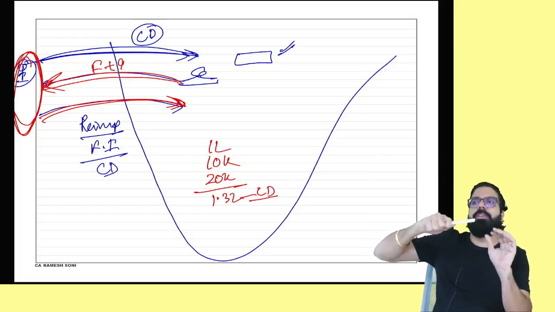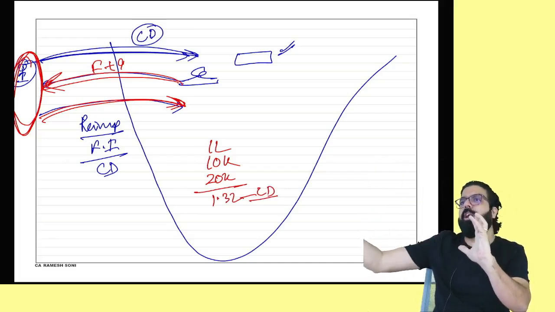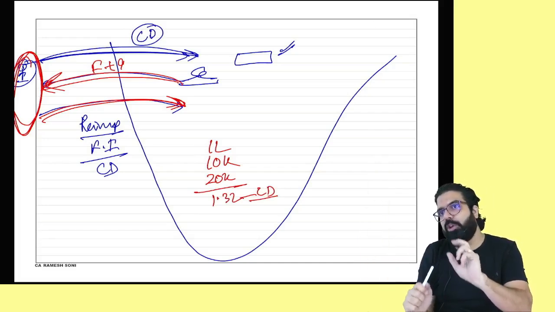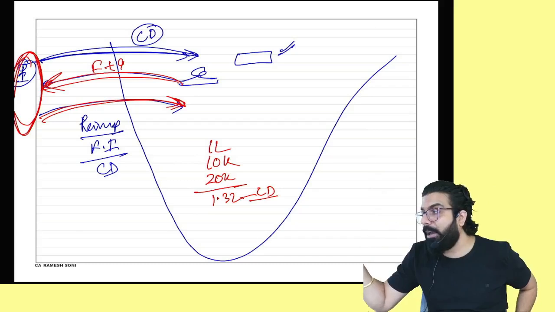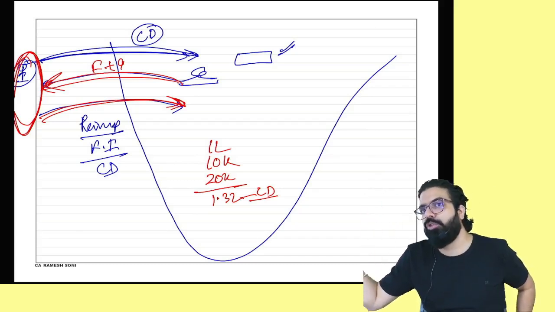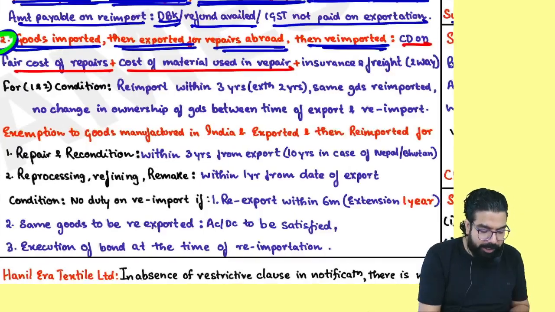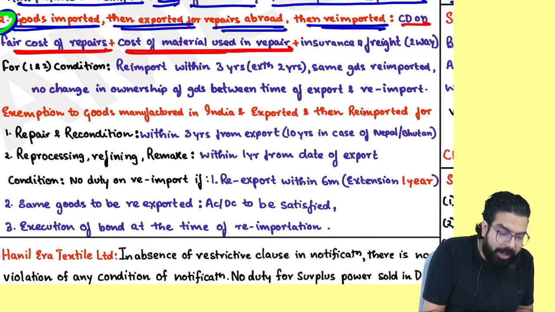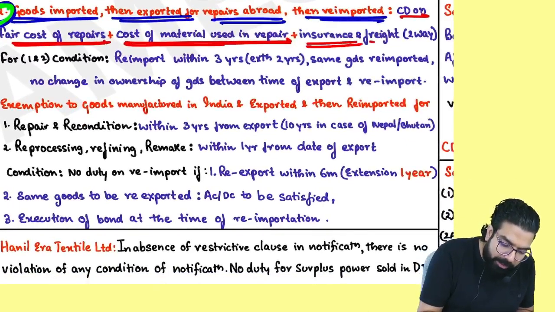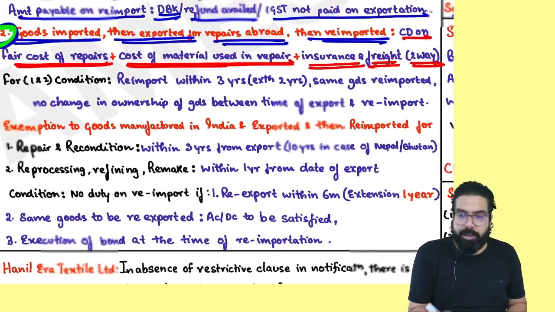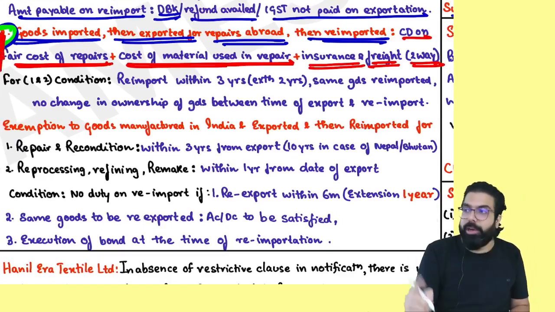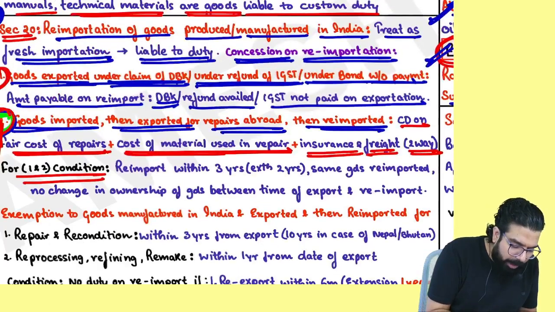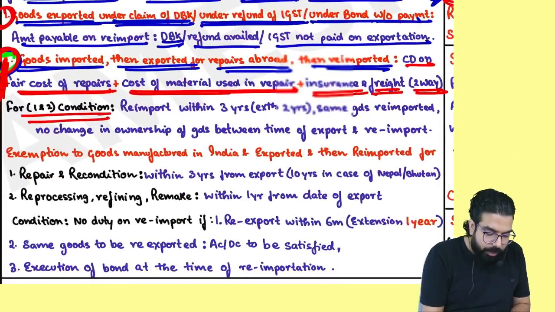Sir, I imported one machine, some problem is there, I exported it back and it has come back. Going and coming charges, freight and insurance, plus fair cost of repair and the cost of material which he has used, total amount you have to pay custom duty. It says fair cost of repair plus cost of material used plus insurance and freight, two ways charges pay. There's some question on this, please do it everyone. But remember, what are the conditions for re-importing?